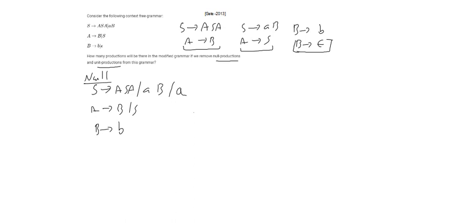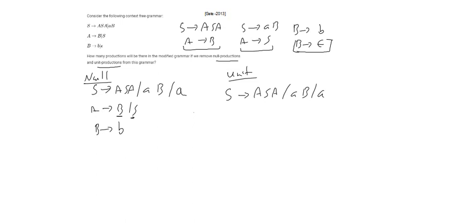Then from this grammar, we need to remove unit productions. Which are the unit productions? Here A implies B and A implies S. We have 2 unit productions. So we have to remove those unit productions and write the resultant grammar. After unit production removal, we will get S implies ASA slash AB slash a.